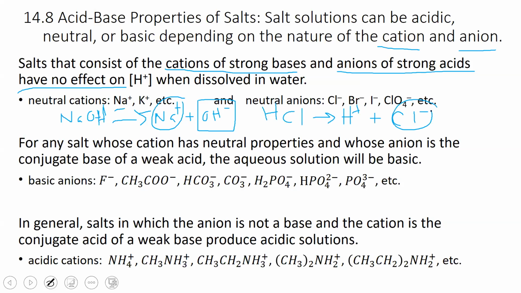So salts that consist of cations of strong bases like sodium or potassium, or anions of strong acids like chloride, bromide, iodide, perchlorate. In this case, we're going to limit ourselves to monoprotic acids because hydrogen sulfate's a little different. But those are all what we consider neutral ions. Neutral cations, and neutral anions. And so that's the important thing right there.